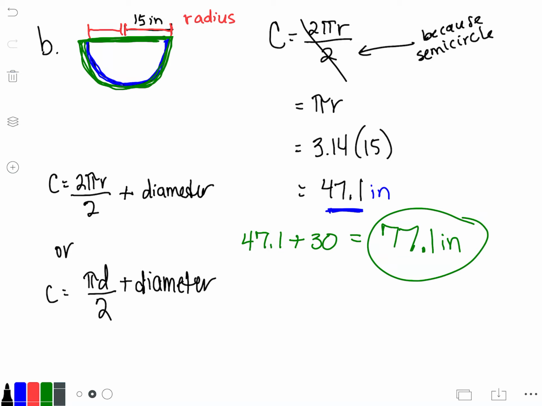So you can either add the diameter at the end, or you could add the radius twice. Like in this particular problem, I could have added 15 plus 15, but I chose to add 30 at the end instead.